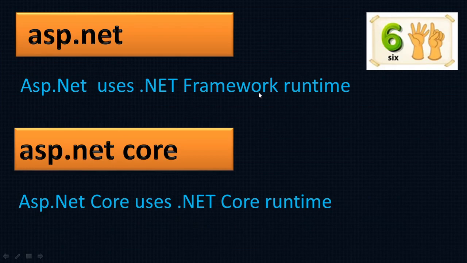ASP.NET uses the .NET Framework for runtime, whereas ASP.NET Core uses the ASP.NET Core runtime. This is a new, built-in runtime, so therefore it has much better performance than the previous one.